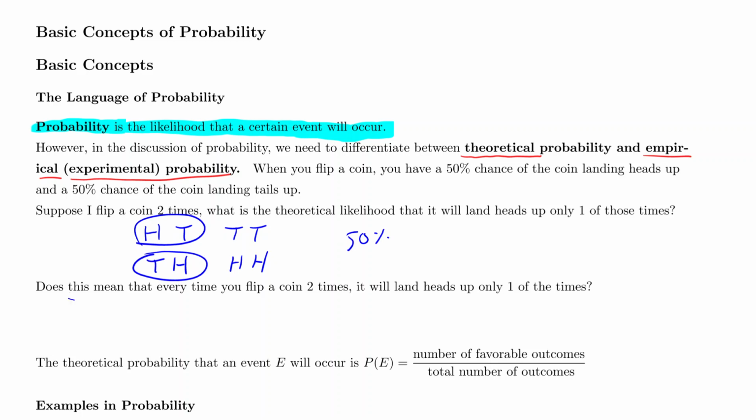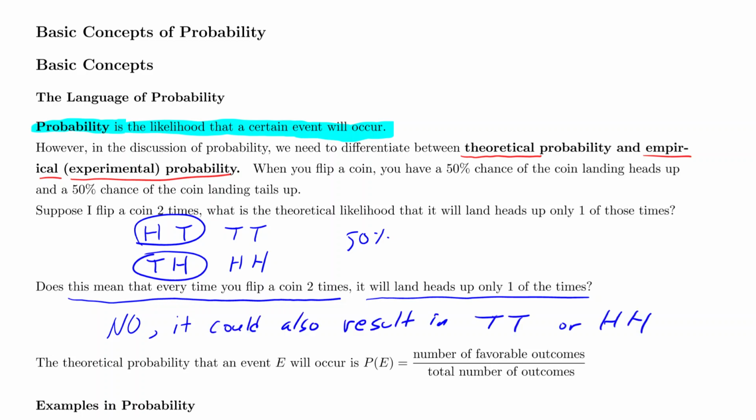Does this mean that every time you flip a coin 2 times, it will land heads up only one of those times? No. As I wrote here, no, it could also result in tail and tail or head and head. So it's important to differentiate between theoretical and experimental probability, or empirical probability.